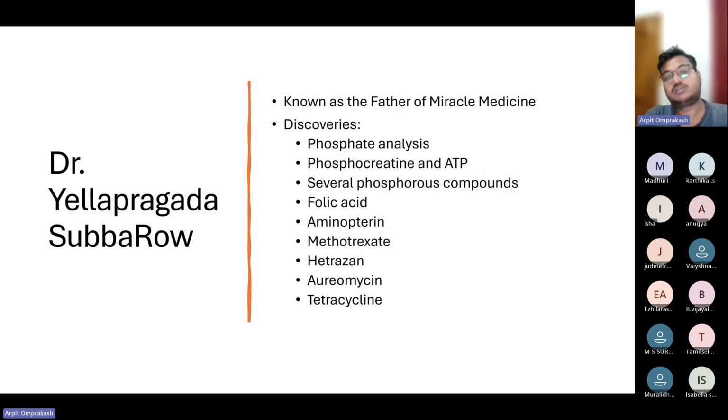So just to recap, he is also known as the father of medical medicine. And these are the different discoveries that he made over the years, starting from phosphate analysis, the Fiske-Subbarao method, then phosphocreatine and ATP, several phosphorus compounds from liver, spleen, and so on, folic acid, which is used to treat pernicious anemia, and aminopterin and methotrexate, which are used to treat leukemia and other forms of cancer, Hetrazan, which is used for filariasis, and aureomycin and tetracycline, which are used as broad range antibiotics.